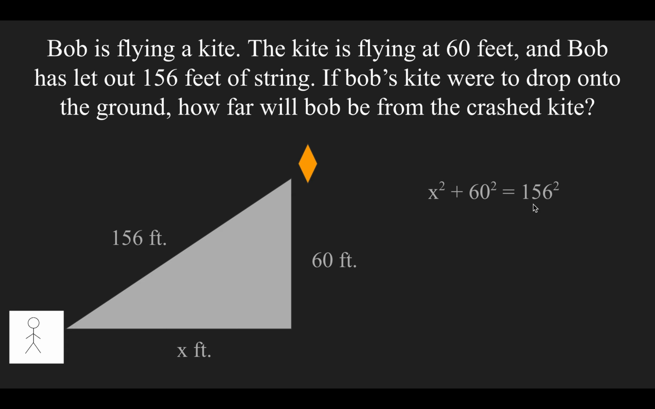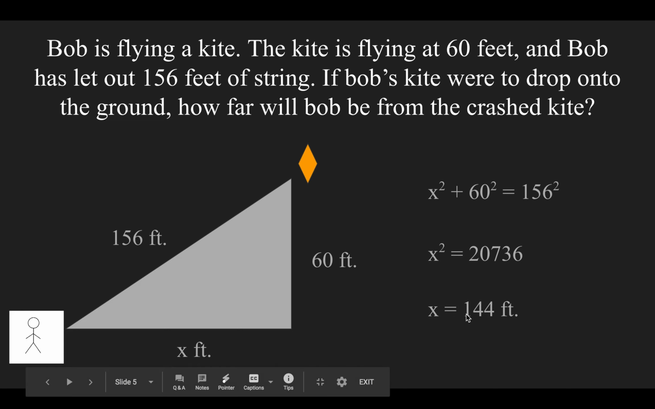If you are curious about how I'm doing this right now, I have made another video on the Pythagorean theorem. You can go and watch that. So I'm going to roll through it real quick. You're going to get x squared equals 20,736. Take the square root of that. X equals 144 feet. So Bob's crashed kite, poor guy. He's 144 feet from his crashed kite.